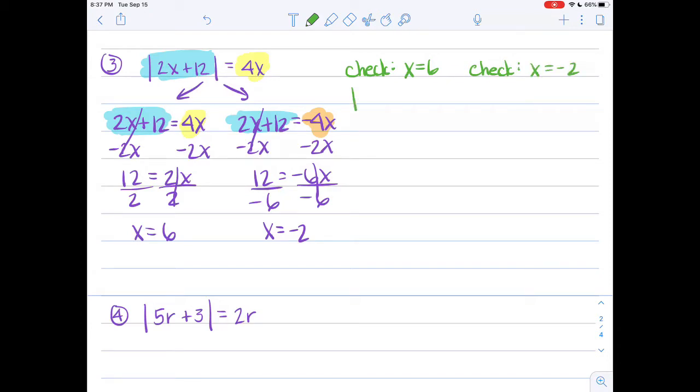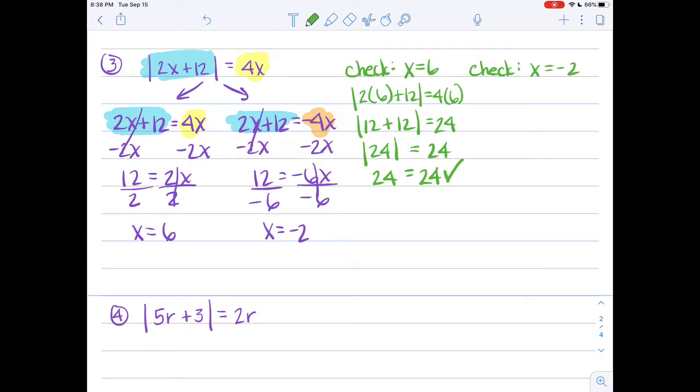So we will go into our very original equation, substituting 6 everywhere that we see x. So we'll have absolute value of 2 times 6 plus 12 is equal to 4 times 6. Let's go ahead and simplify this. 2 times 6 is 12 plus 12, and so that is 24, still in absolute value bars. I know that the absolute value of 24 is 24. Let's finish off the other side. 4 times 6 is simply 24, so I can bring that down. I get at the very end a true statement. 24 is equal to 24. A number is always equal to itself. So that means that x equals 6 is a solution.